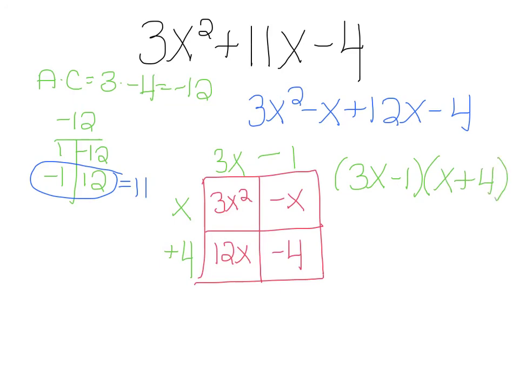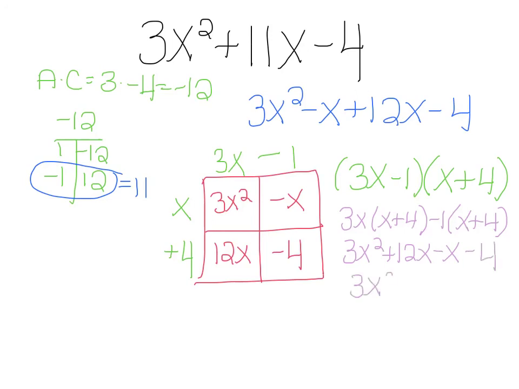Last time, we're going to check our answers because it's important. So we have 3x times x plus 4, and we have negative 1 times x plus 4. 3x times x is 3x squared. 3x times 4 is 12x. Negative 1 times x is negative x, and negative 1 times 4 is negative 4. 3x squared, then we've got 12x minus x, which is 11x, minus 4, and that works.